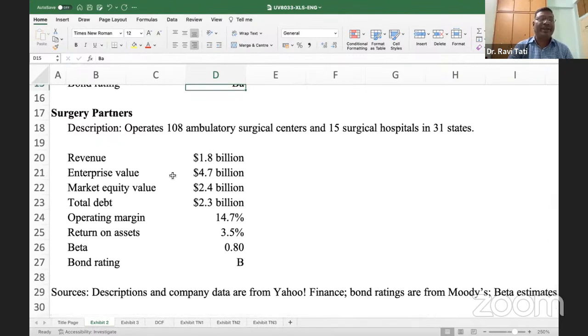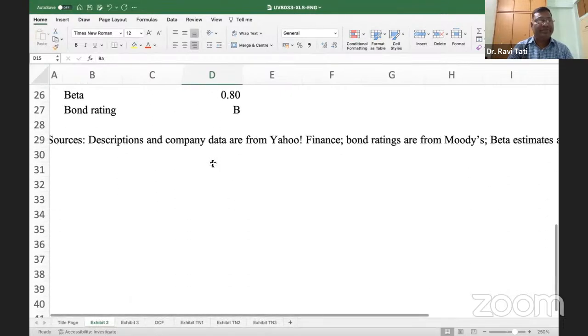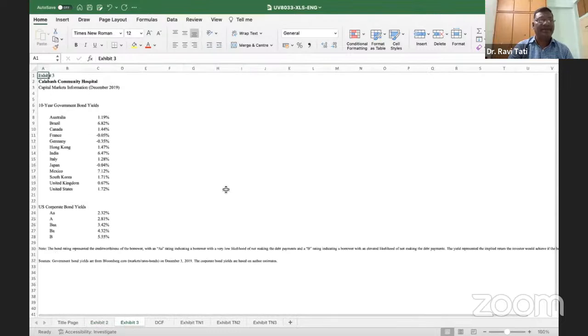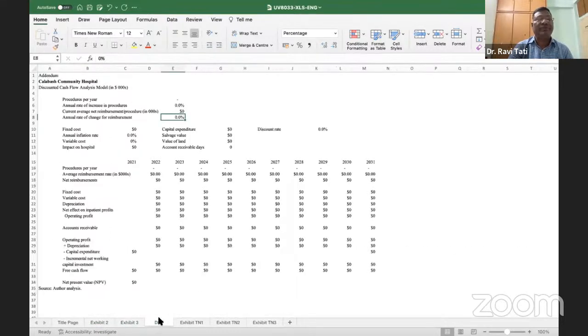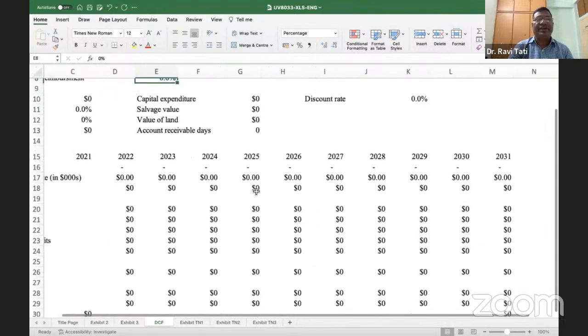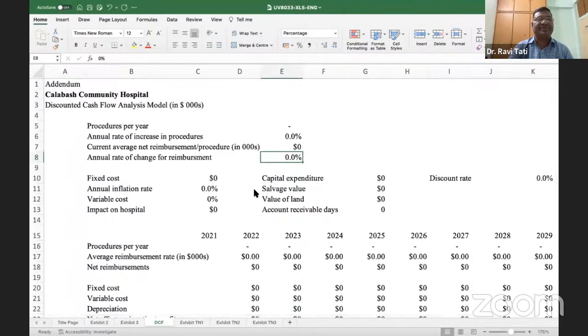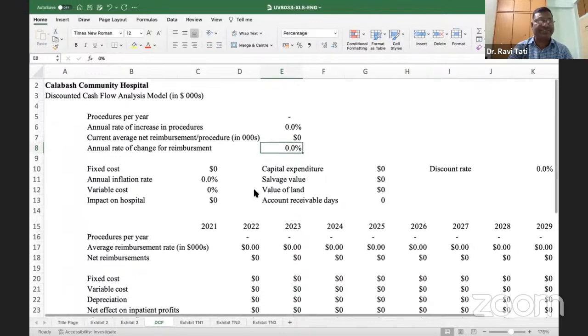Yeah. When it comes to the surgery partners, this is the revenue. And I will straight away go to the DCF. This is the blank Excel sheet. Can you see my Excel sheet?